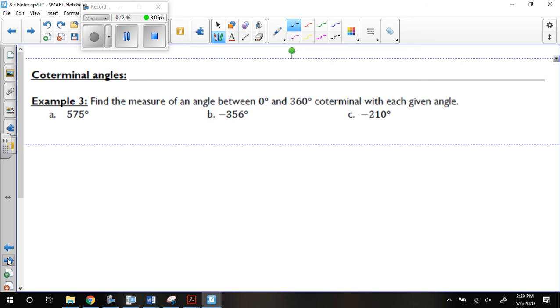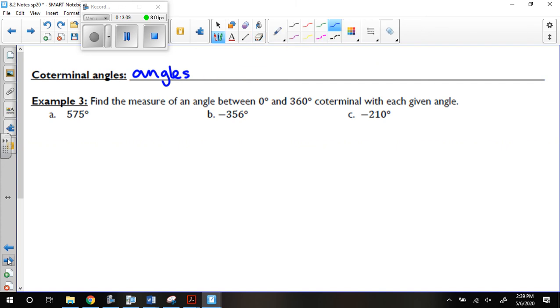All right, now, coterminal angles. Co means together, okay? And terminal is where our angles end. It's the ending side. So coterminal angles are angles with the same, can't spell today, with the same terminal side.